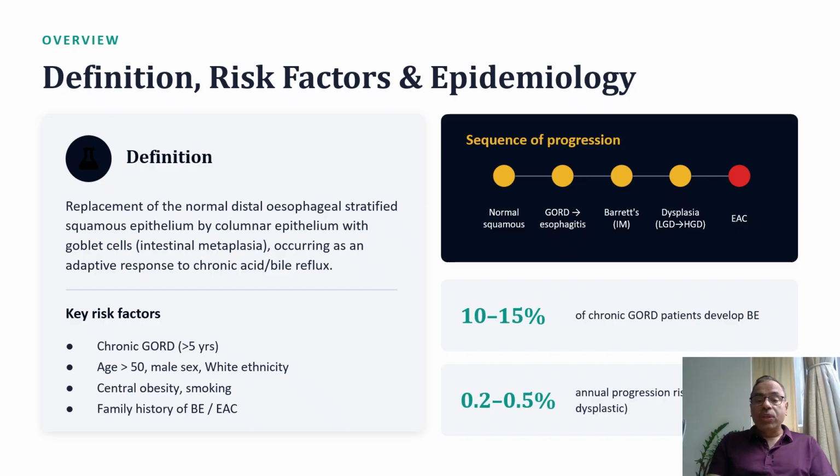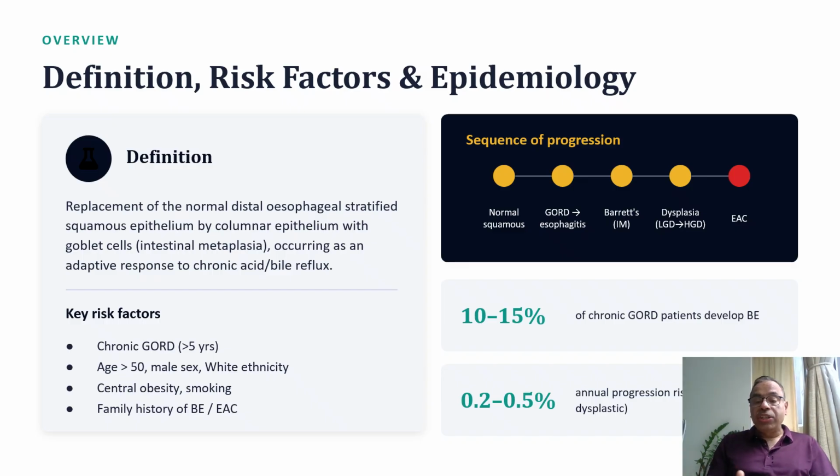So if you see the sequence of progression, from a normal stratified squamous epithelium in a setting of chronic gastroesophageal reflux disease, over a period of time, say more than 5 years, this would lead to development of esophagitis. This esophagitis gradually gets transformed into Barrett's esophagus. And this Barrett's esophagus is at risk of going into further change. So Barrett's esophagus is a metaplasia, what we call intestinal metaplasia. Now, it can go on to develop into dysplasia.